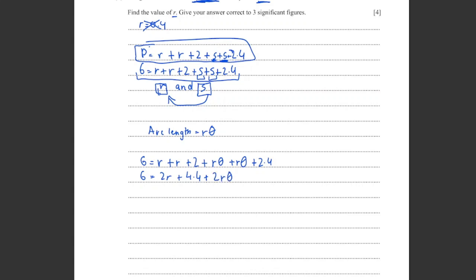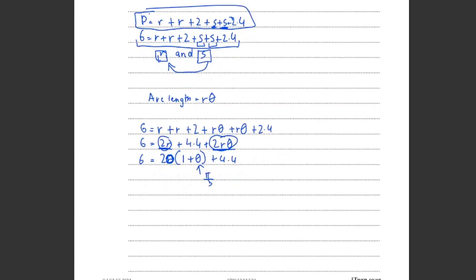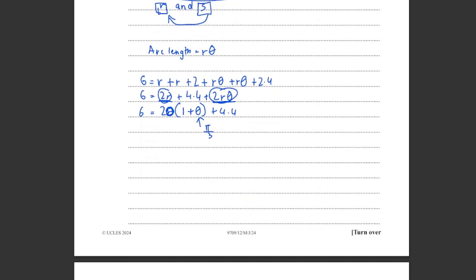And now this thing has 2r, this thing has 2r, so I can take this out as common. So this is just going to be 2r. I take 2r common out of this thing and out of this thing, so I'm just left with 1 plus theta, and then I'm going to have my plus 4.4. Now what I'm trying to do is solve for this r. Do I know what my theta is? Yes, I do know what my theta is. Theta is pi by 3. Okay, so this perimeter is going to be 6.